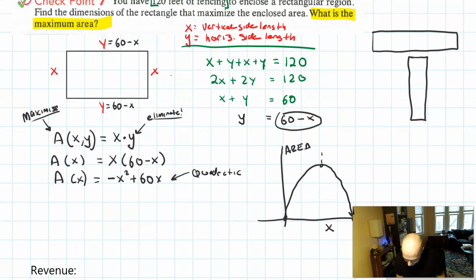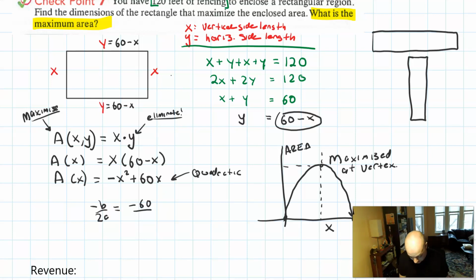So I want the vertex, right? The area will be maximized at the vertex. So what do I do to find the vertex? I do negative b over 2a, just like all the other times. So negative 60 over negative 2 ends up being 30. That will be the x-coordinate of the vertex.